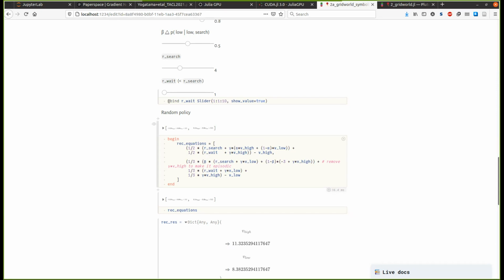All right, and the same is done for the value of the low state. And again, you can unroll it. Here we can take not two, but three actions. The actions are search, wait, and recharge. And when recharging, we don't get any reward, but we get from the low state to the high state. So here the reward would be 0, but we also add an expected value for the high state, right?